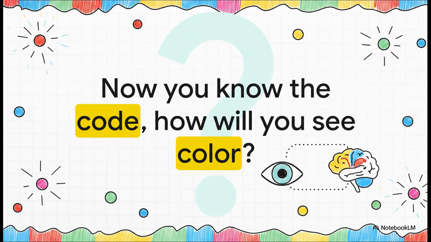So the next time you're just scrolling on your phone or watching a movie, remember that incredible journey of light happening in an instant, from the display to your eye to your brain. You're not just seeing colors. You're experiencing this beautiful symphony of technology and biology working together in perfect harmony. So now that you know the code behind the color, how are you going to see the world differently?